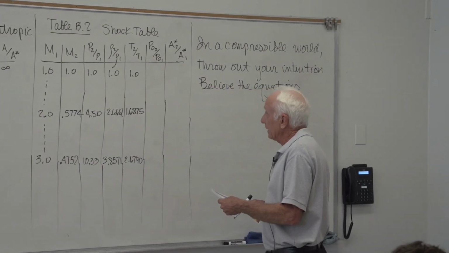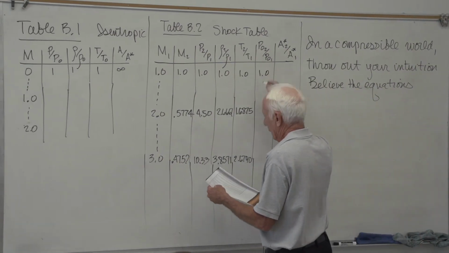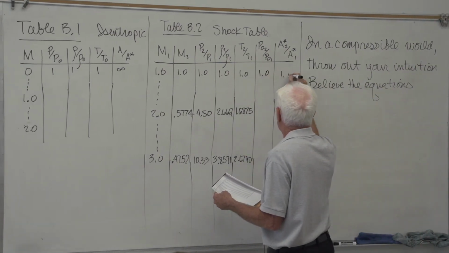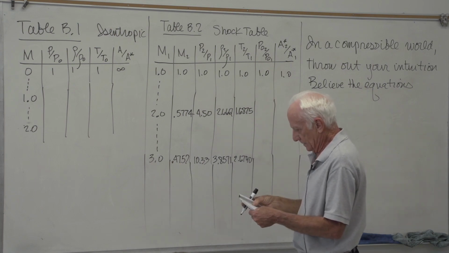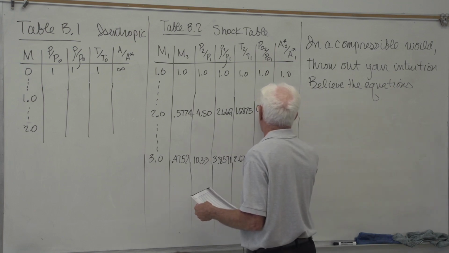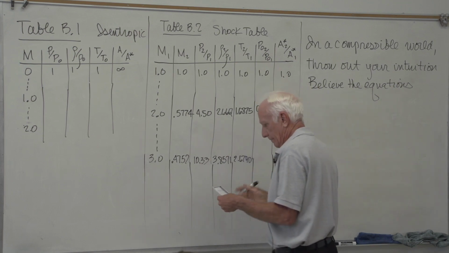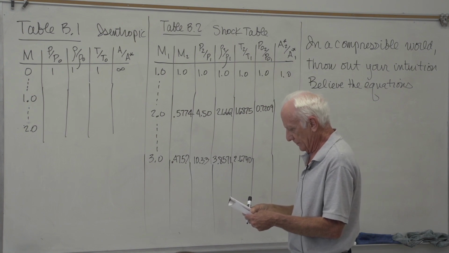P naught 2 over P naught 1. Okay, P naught 2 over P naught 1. 1. Okay, Mach number of 2. There we go, 0.7209. Mach number of 3, 0.3283.